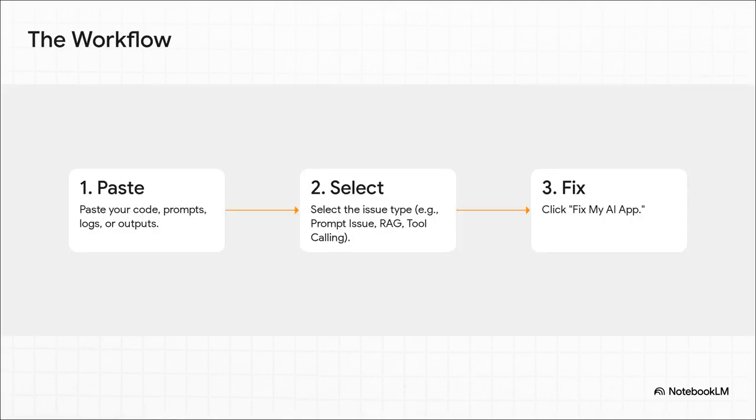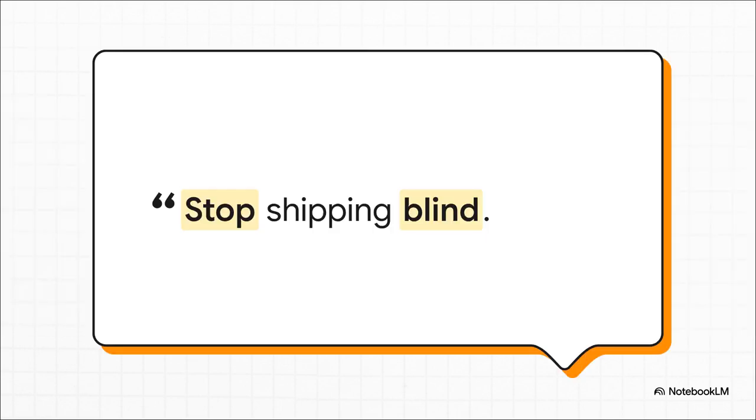Okay, so how does it actually work? Well, the whole workflow is designed to be super simple and fast. Seriously, step one, you just paste in whatever you've got, your code, your prompts, maybe some logs, or the weird outputs you're getting. Step two, you tell it what kind of issue you think you have. Is it a prompt thing, a RAG issue, tool calling? And then step three, you just click Fix My AI App. That's literally it.